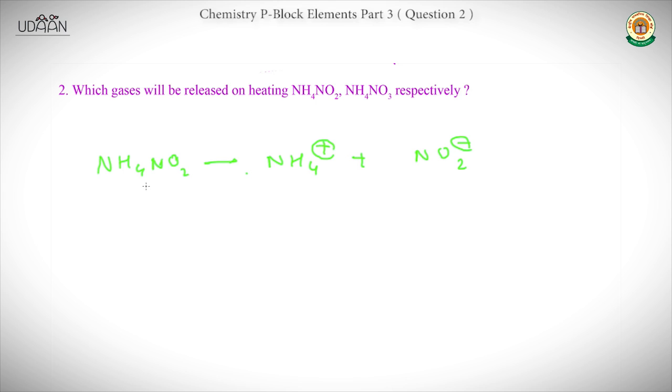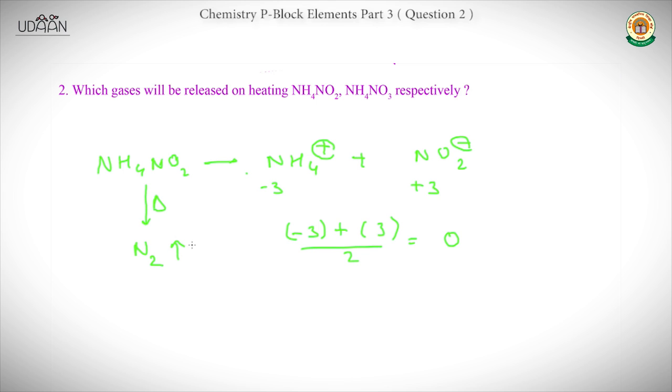Whenever a compound contains both cationic and anionic parts that are nitrogenous, then when it is heated, we get the gas which has nitrogen's average oxidation state. So here nitrogen in NH4 plus has oxidation state -3, and here it is +3. When we take the average, -3 and +3 upon 2, we get 0. So the gas which will be released has oxidation state 0. The nitrogenous gas which has oxidation state 0 is N2.